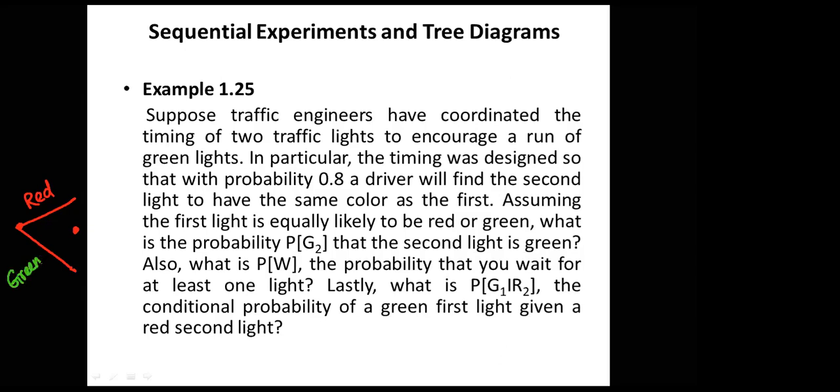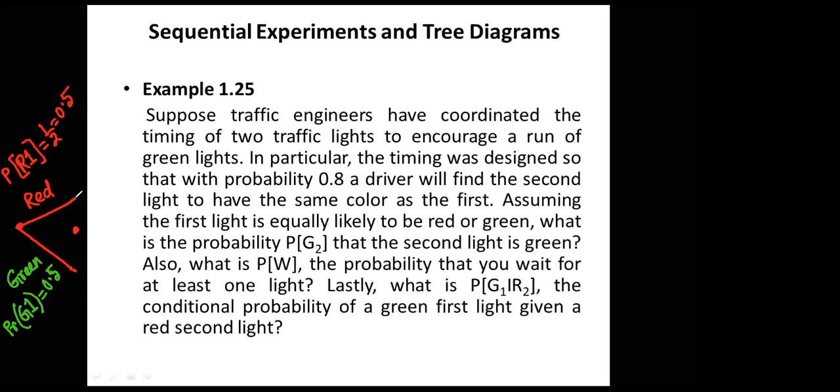Now, what is the probability? Probability for red, probability for green. I will say this is the green first light, so I will say this is G1. The probability of green first is equal to how much? 0.5. Very good, because this is equally likely. What about the probability of the red light? Half. Probability of R1 is also equal to half, or 0.5.